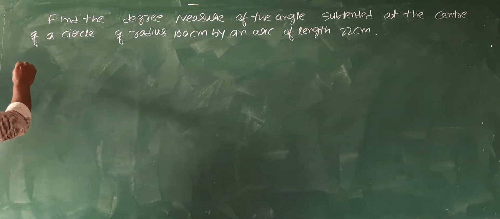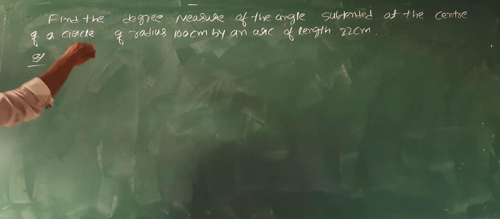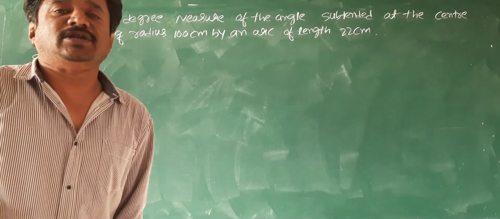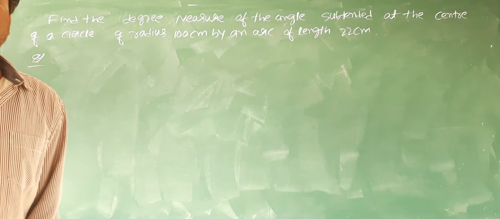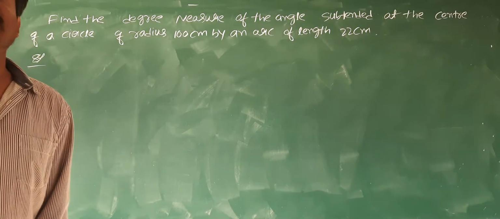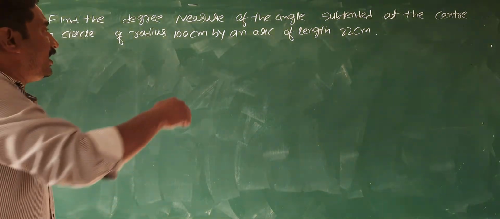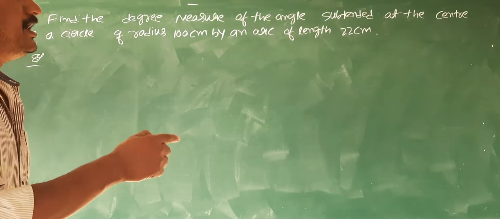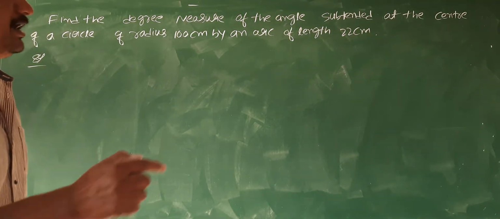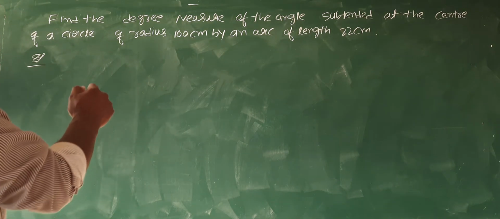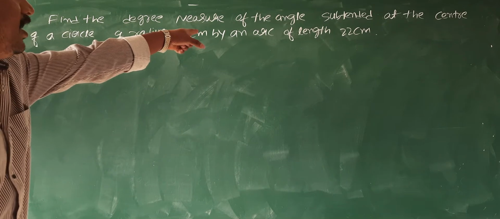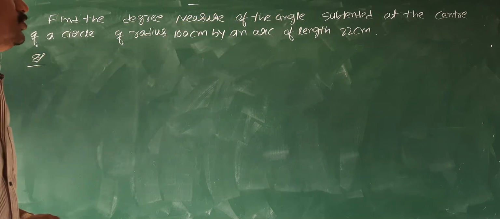Look at this one more simple question, students. Find the degree measure. Here it is asked to find the answer in terms of degrees. Find the degree measure of the angle subtended at the center of a circle of radius 100 centimeter by an arc of length 22 centimeter.